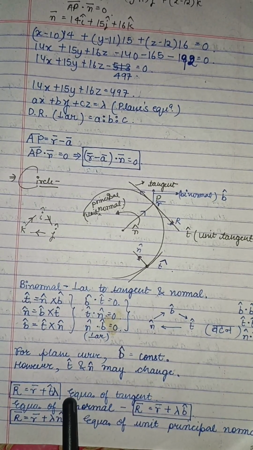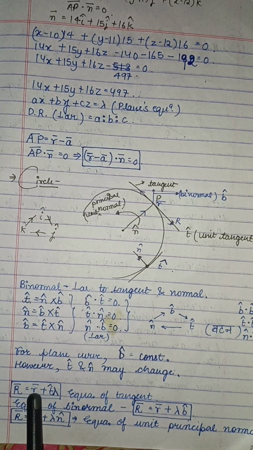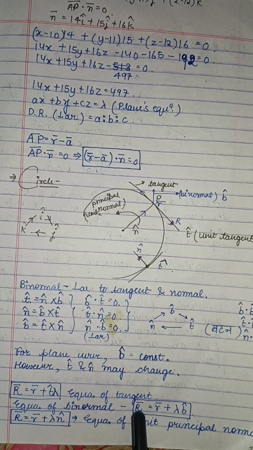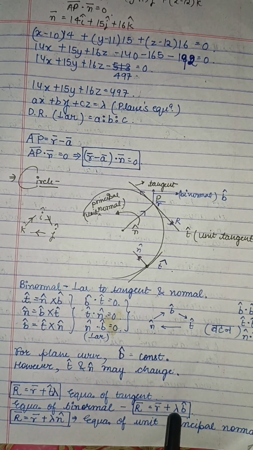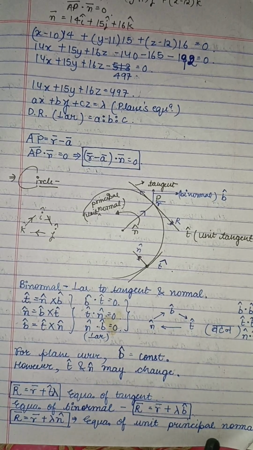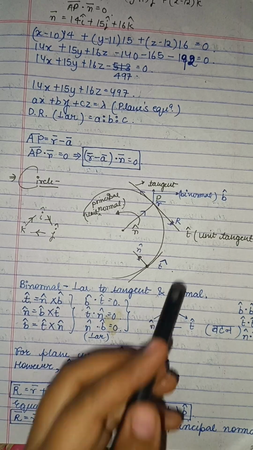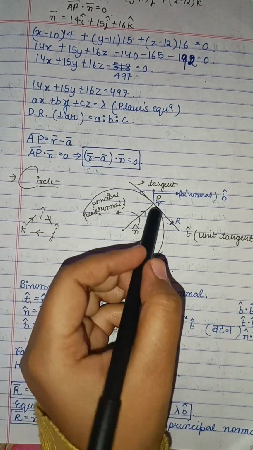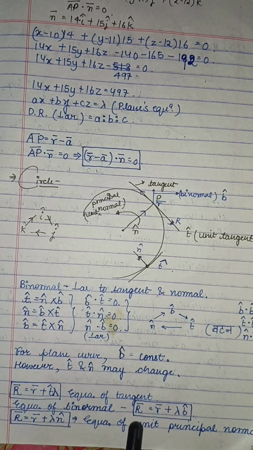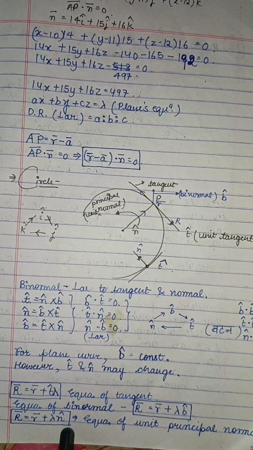Okay, now let us see the equation of tangent. The equation of tangent can be written as r bar equals R bar plus t cap lambda, and the equation of binormal can be written as r bar equals R bar plus lambda b cap. Simply, we write t cap in the equation of tangent, b cap in the equation of binormal, and n cap in the equation of unit principal normal. This is r and this is R vector. So it can be written as r bar equals R bar plus t cap lambda, r bar equals R bar plus lambda b cap, and r bar equals R bar plus lambda n cap.